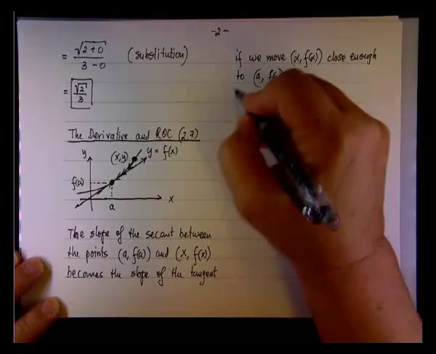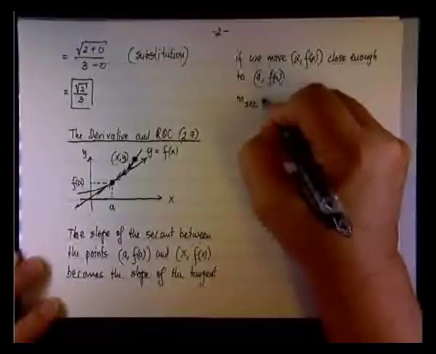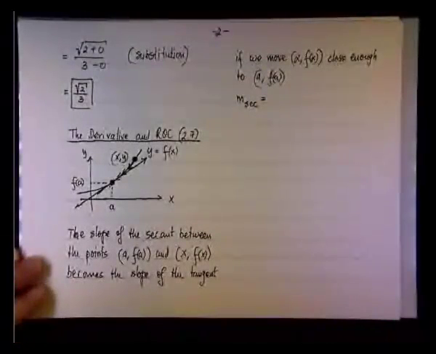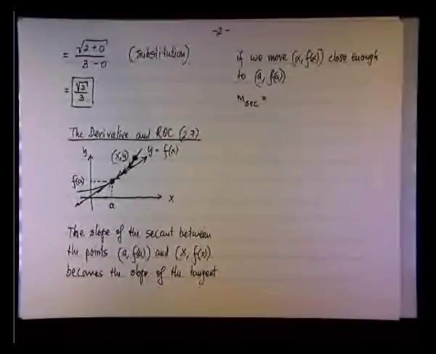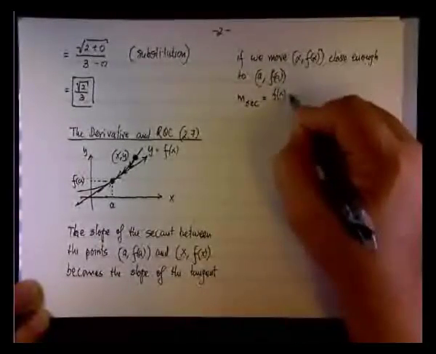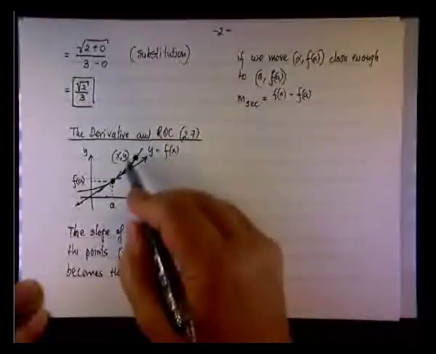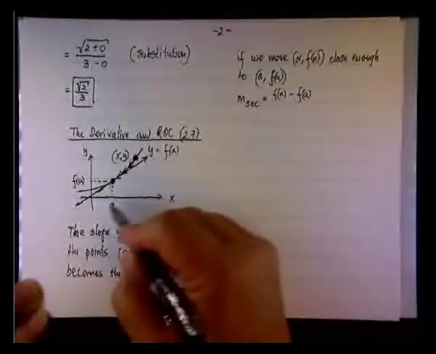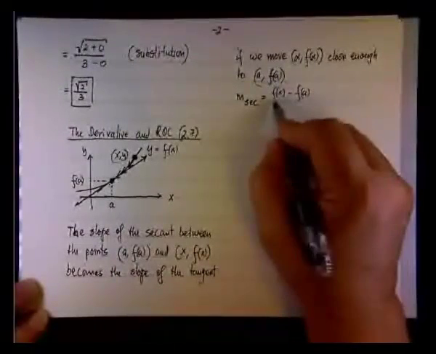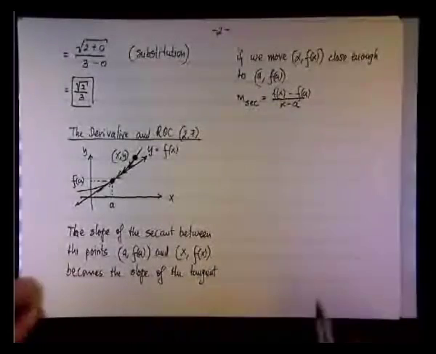The slope of the secant, m secant, is a difference quotient, right? It's like y2 minus y1 divided by x2 minus x1, but y2 will be f of x, and y1 will be f of a, the two points (x, f of x) and (a, f of a), divided by x minus a. Okay, this is the slope of the secant.